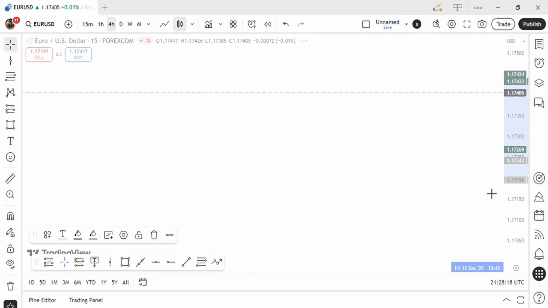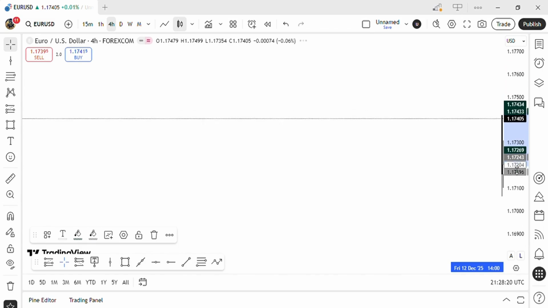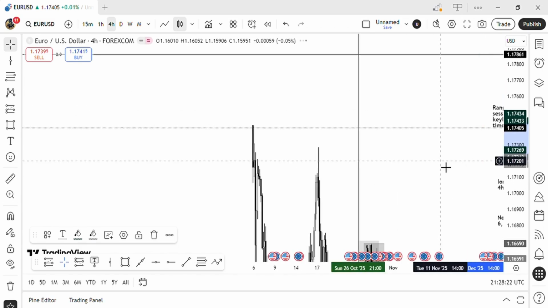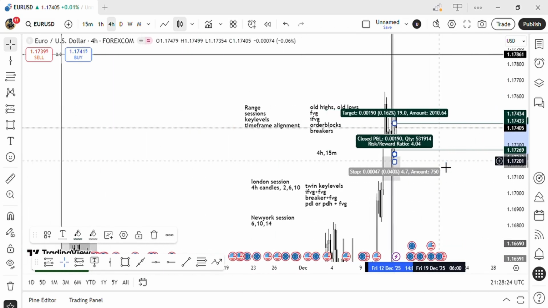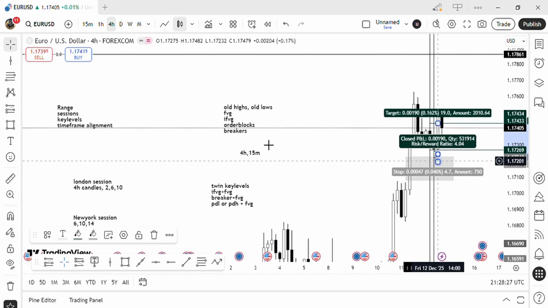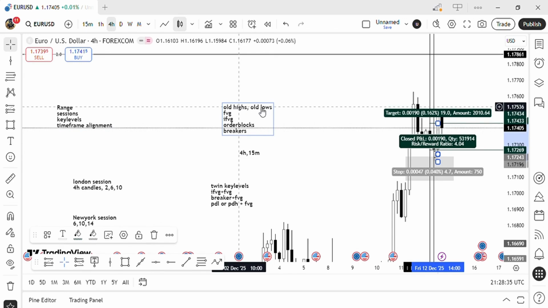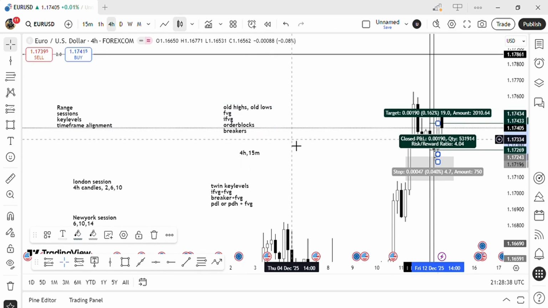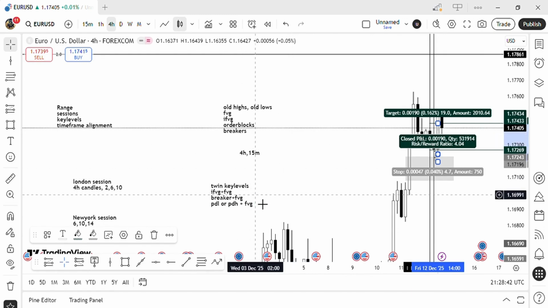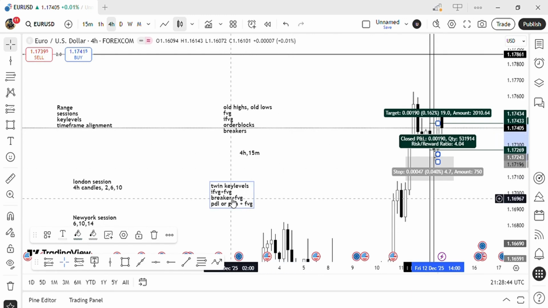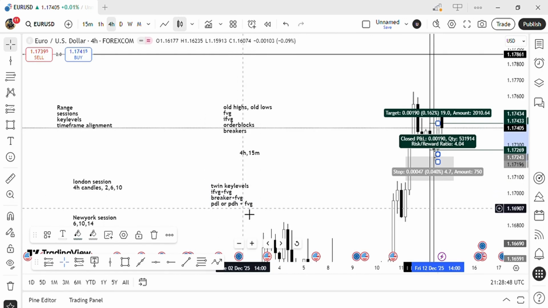So we have, what? You take note of your range, your sessions, your key levels, your time frame alignment. That's the 4 hour, the 15 minutes. Your key levels are the old highs, old lows, fair value gaps, inverted fair value gaps, order blocks, breakers, twin key levels: inverted plus fair value gap, breaker plus fair value gap, previous daily high or previous daily low plus fair value gap.